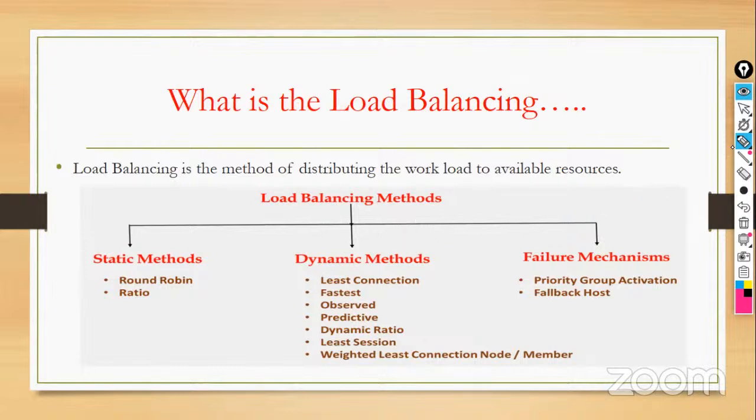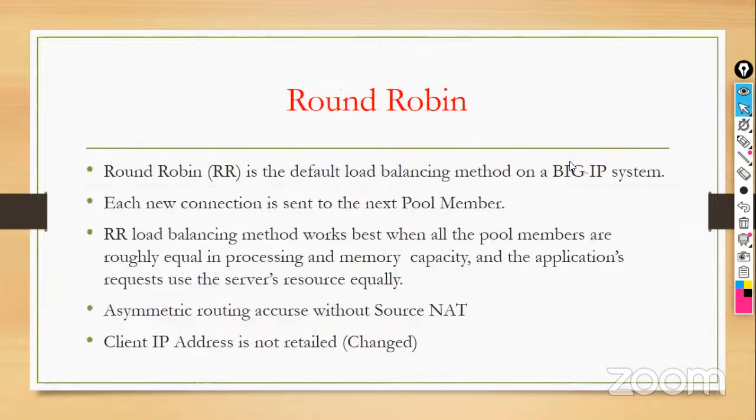We will do the practical in our lab. See, round robin: if you want to read the definition, round robin is the default load balancing method on the BIG-IP system. Each new connection is sent to the next available pool member. The round robin method works best when all the pool members have equal capacity, maybe RAM, processor, and everything.